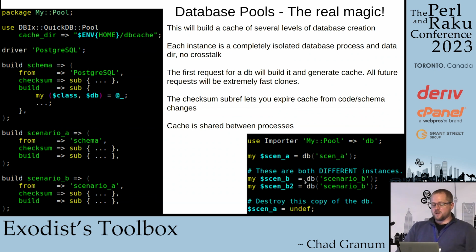Then in, say, your test, you can say, hey, I want this pool. Give me a database for scenario A. First time you do this, it will start Postgres. It will populate the database. It'll run your build method to further populate that database. It'll do it for all the databases that are a dependency of that one.